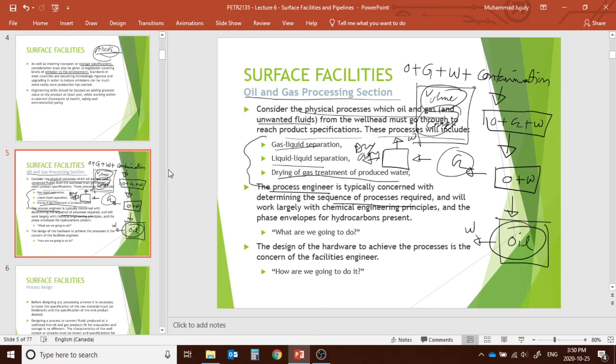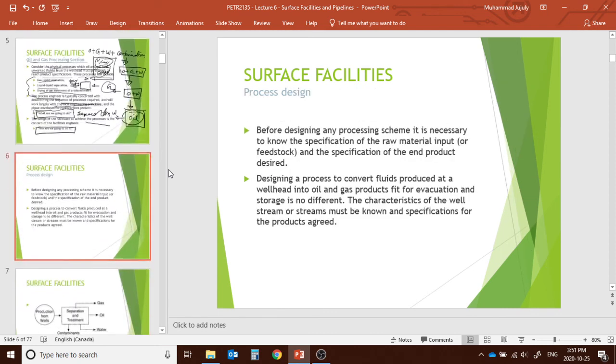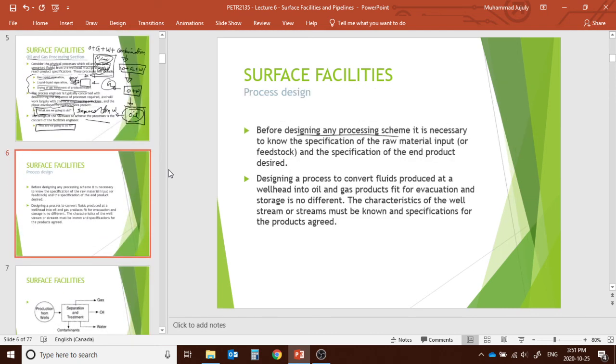So the engineers do the optimization, and using chemical engineering principles, the process engineers or chemical engineers utilize the phase envelopes for the hydrocarbons, the phase diagram and all other engineering tools, then decide what we are going to do. When we decide that we will do the separation, separating the oil, gas and water, the next question for the facility engineer is how we are going to do that.